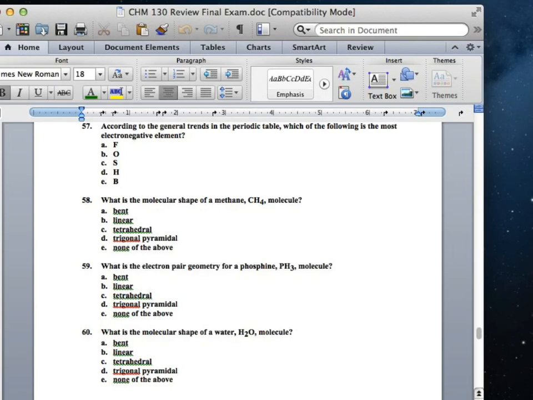Okay, let's try that again. What is the molecular shape of water? How do we figure out molecular shapes? Draw the structure, Lewis dot structure. So what do we do as our first step?